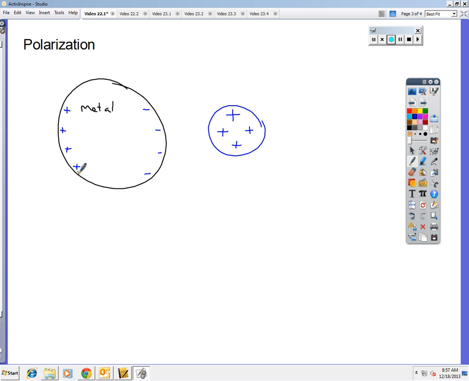The overall charge on the metal is still neutral, but it's become polarized. The charge is separated. And because these electrons are attracted to this positive charge more strongly than the positive charge is repelled, because they're closer, there will be a stronger force this way, and the metal, even though it's neutral, will actually be attracted to the positive charge.